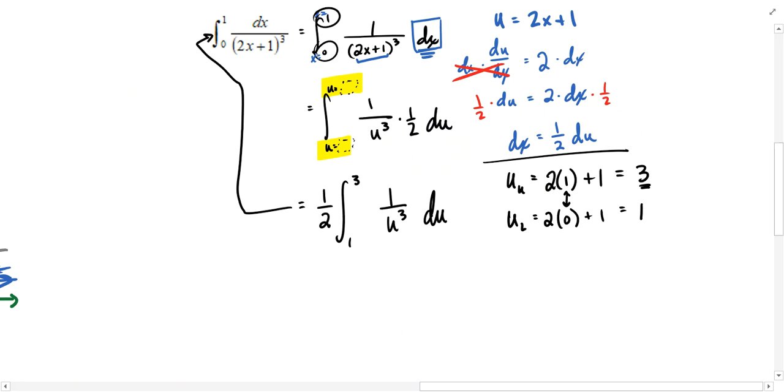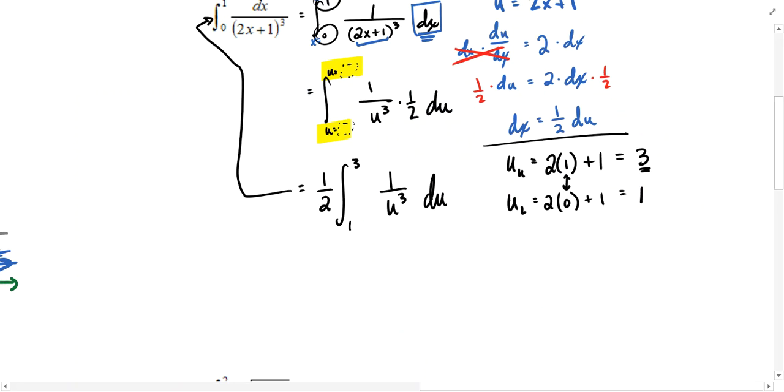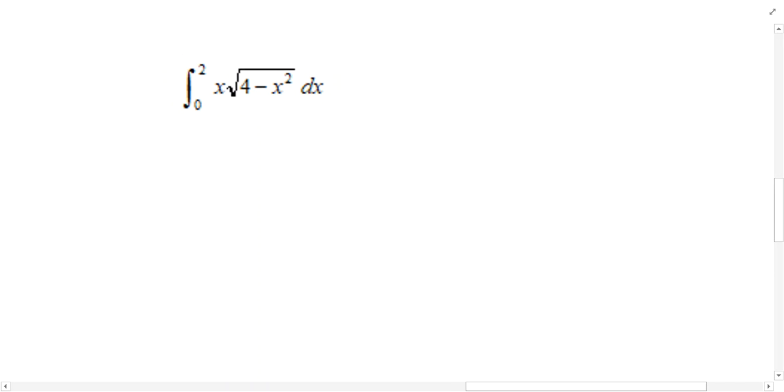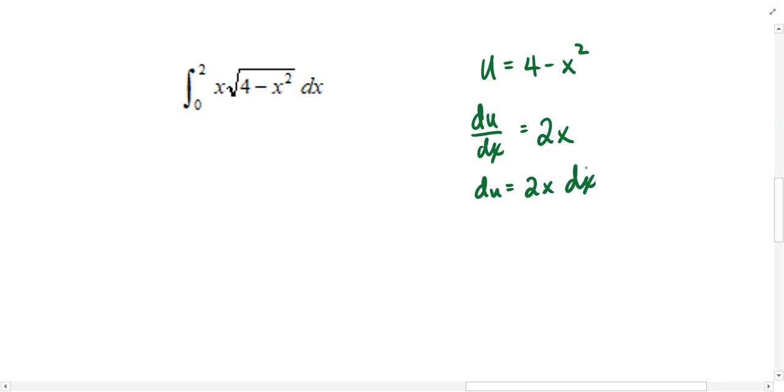So let's take a look at another example. And remember, the goal of u substitution is to pick some sort of inner function whose derivative also exists elsewhere in the function. So in this case, if we allow u to be equal to 4 minus x squared, that's good, because the derivative of u with respect to x is going to be equal to negative 2x. And if we divide both sides and move some things around, we've got du that's equal to negative 2x dx.